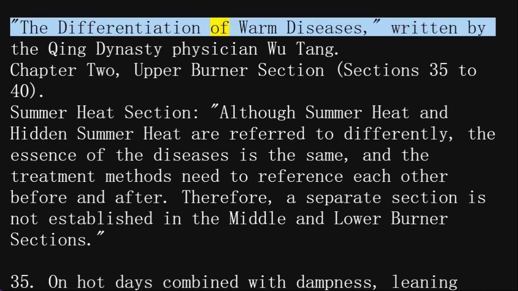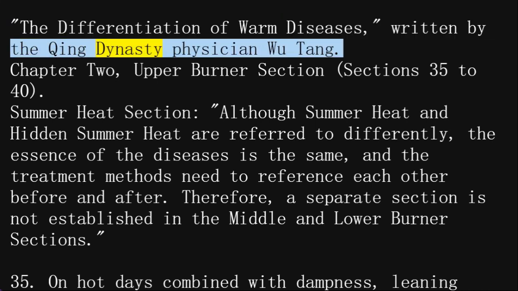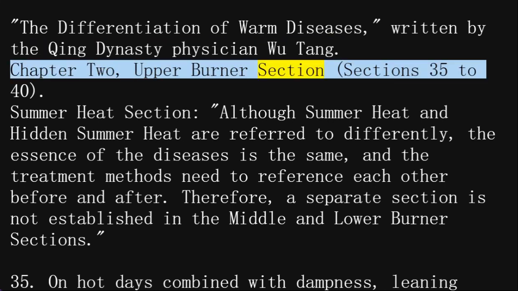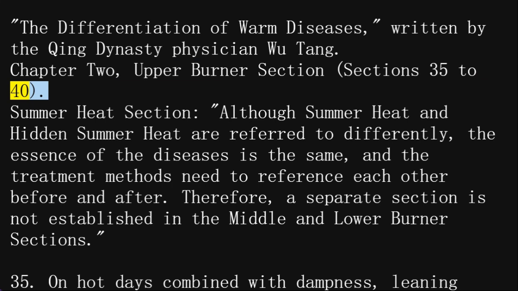The Differentiation of Warm Diseases, written by the Qing Dynasty physician Wu Tang. Chapter 2, Upper Burner Section, Sections 35 to 40.